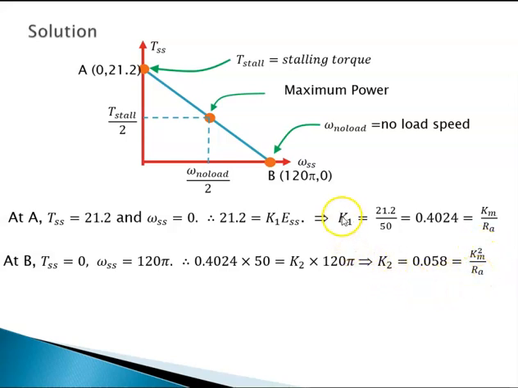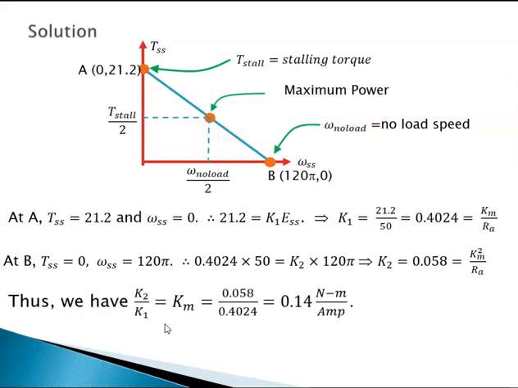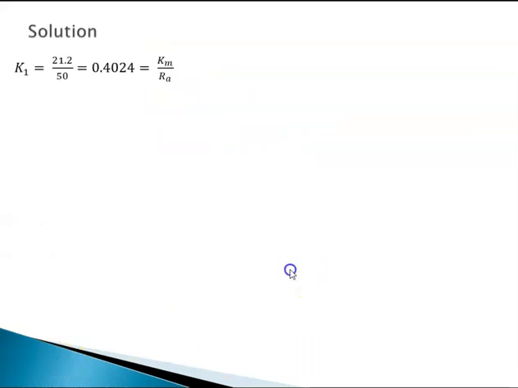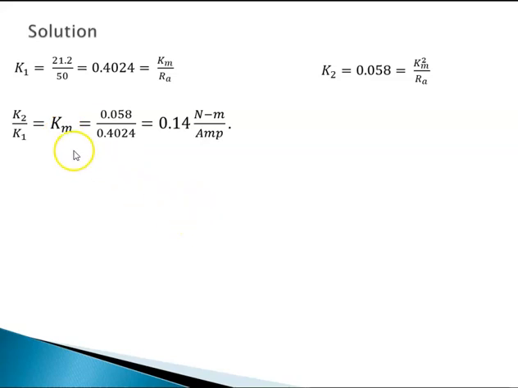If you divide K2 by K1, Ra gets cancelled and you get Km. Essentially, that's what we are doing. K2 by K1, which is the motor constant, is 0.14 Newton meter per ampere. Remember the units. Once Km is known and we know the value of K1, Ra can be found. This Ra is found to be 0.35 ohm. Computation so far: K1 is computed, then K2 is computed. From K1 and K2, the motor constant Km is computed, and from it the motor resistance Ra is computed.